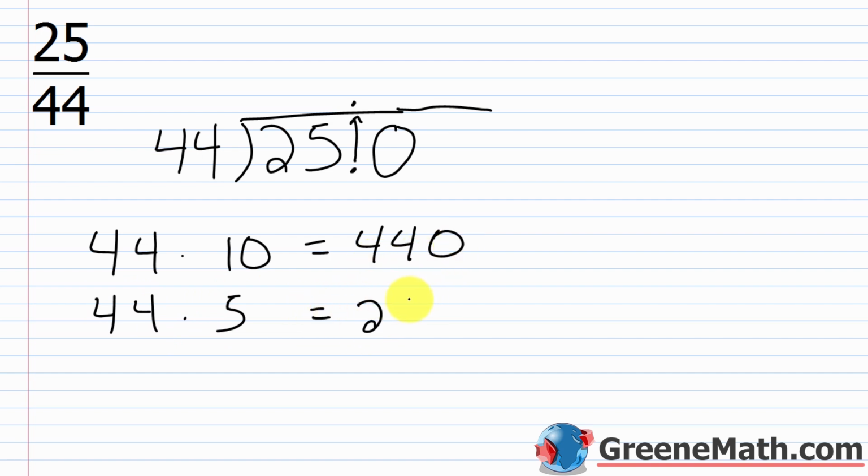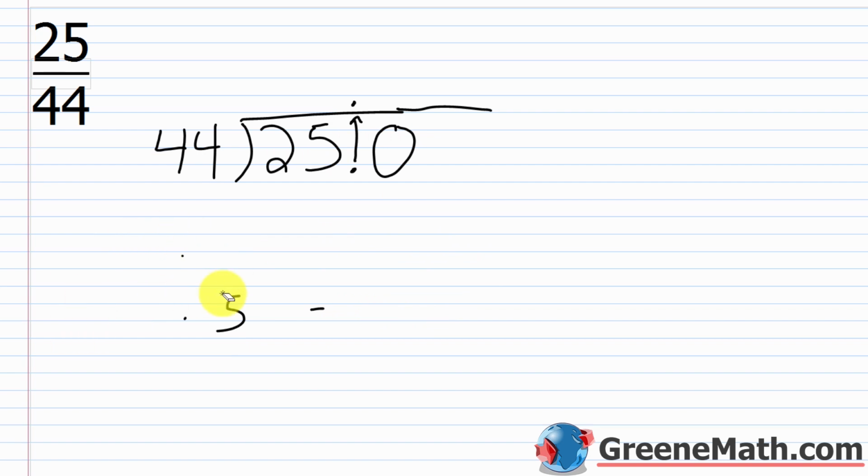And then cut 40 in half, you get 20. So 44 times 5 would be 220. That's going to be perfect for us because if I go up one more to 6, I'm going to go over 250, right? So this is the perfect amount that we need. So we're going to write here that the answer is 5. Multiply 5 times 44, again, that's 220.